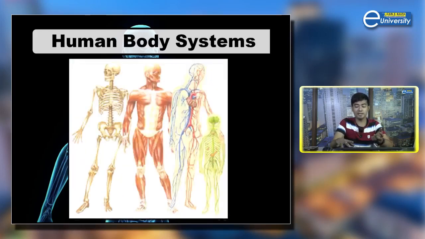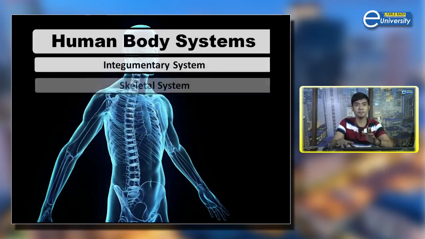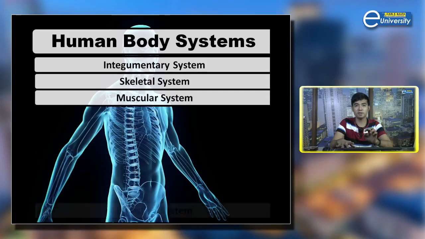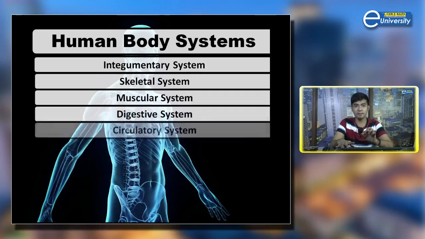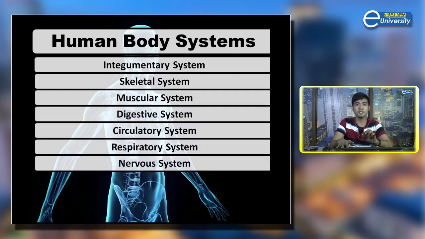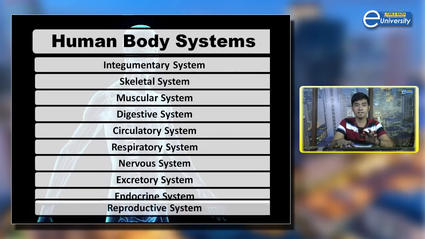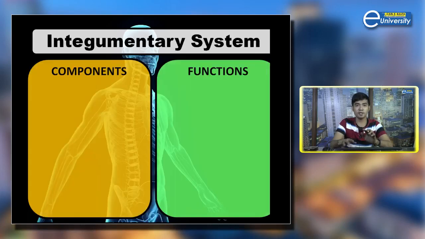So for the human body systems, we're going to deal with the integumentary system, skeletal system, muscular system, digestive system, circulatory system, respiratory system, nervous system, excretory system, endocrine system, and lastly, the reproductive system. So to start, we're going to begin with the external and the most important system for protection and covering of our body, and that is the integumentary system.